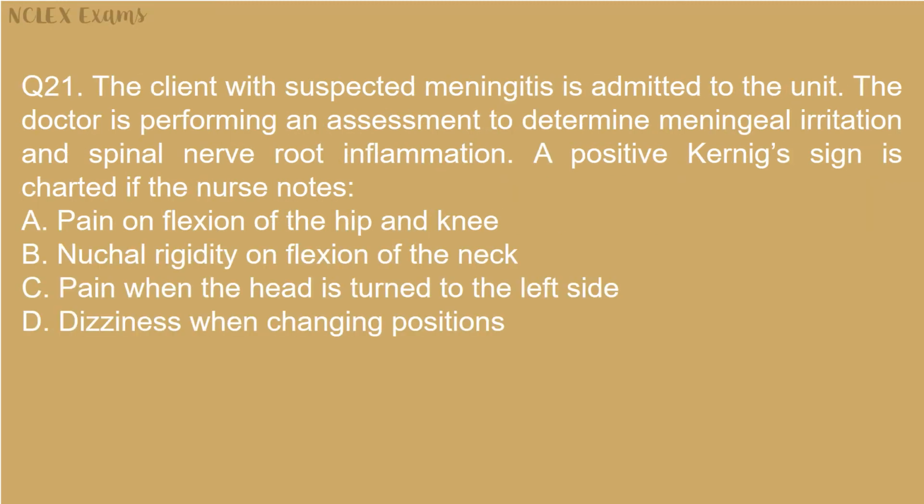Question 21. The client with suspected meningitis is admitted to the unit. The doctor is performing an assessment to determine meningeal irritation and spinal nerve root inflammation. A positive Koenig's sign is charted if the nurse notes A. Pain on flexion of the hip and knee, B. Nuchal rigidity on flexion of the neck, C. Pain when the head is turned to the left side, D. Dizziness when changing positions.